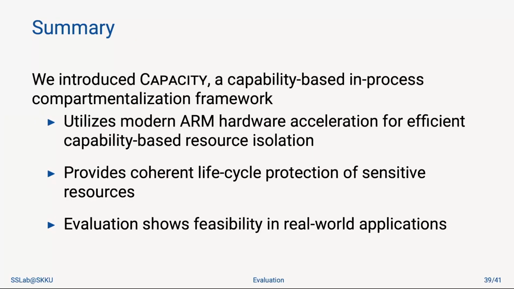In summary, we introduced Capacity, a capability-based in-process compartmentalization framework. It utilizes ARM hardware acceleration for efficient capability-based resource isolation. It provides a coherent lifecycle protection of sensitive resources. The evaluation shows feasibility in real-world applications.